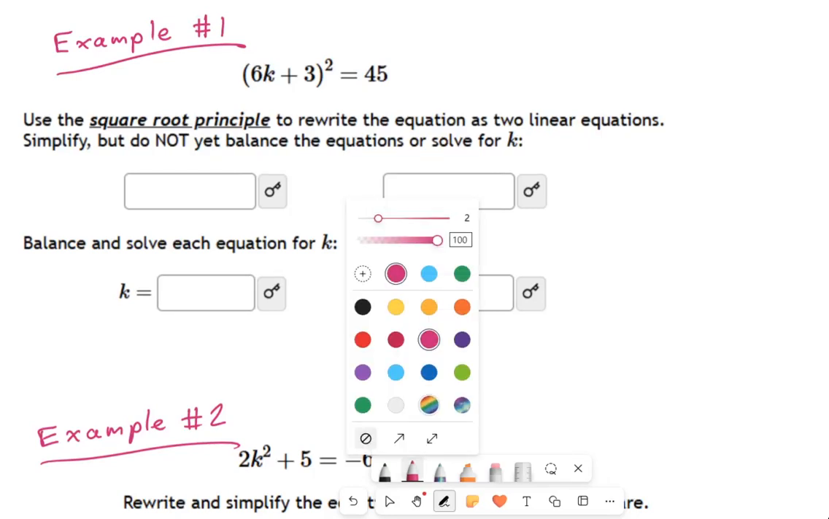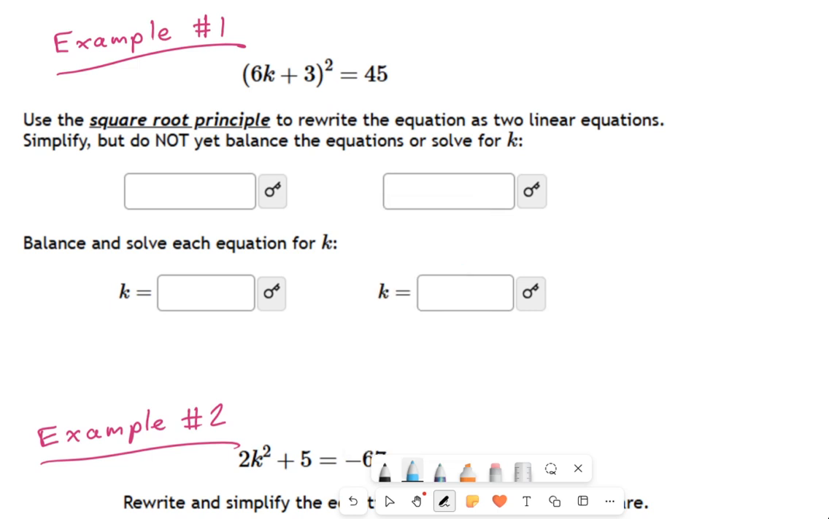Okay, we're going to go over a technique for solving quadratic equations called the square root principle, which, surprise, surprise, involves taking a square root somewhere along the way in the equation. Now, I've got two examples here. If your example looks like this top one, great. We'll do that one right now.